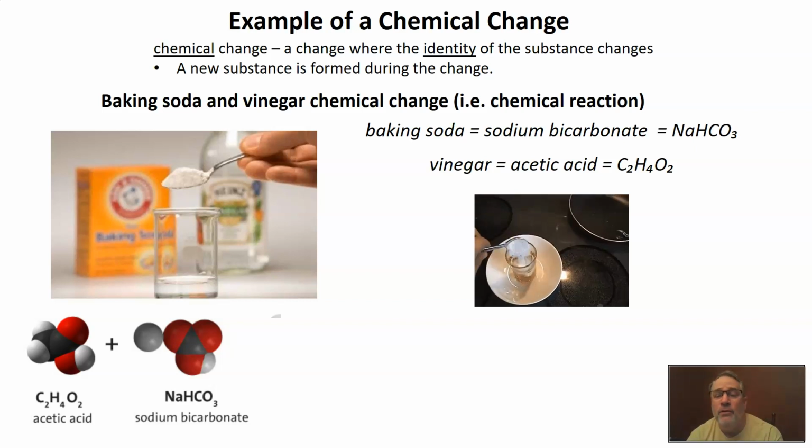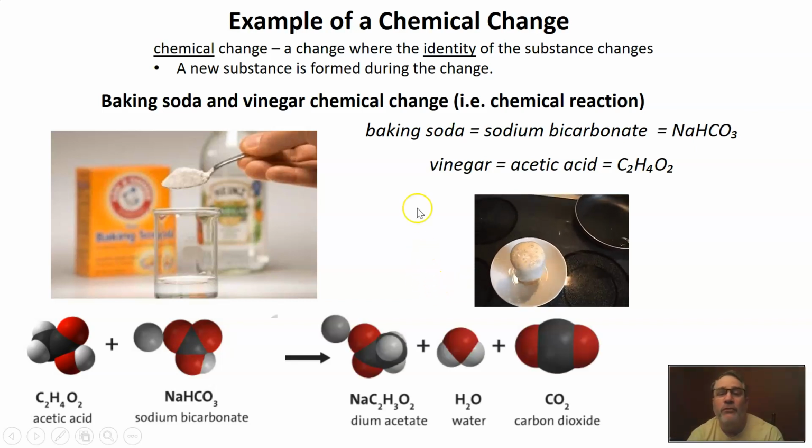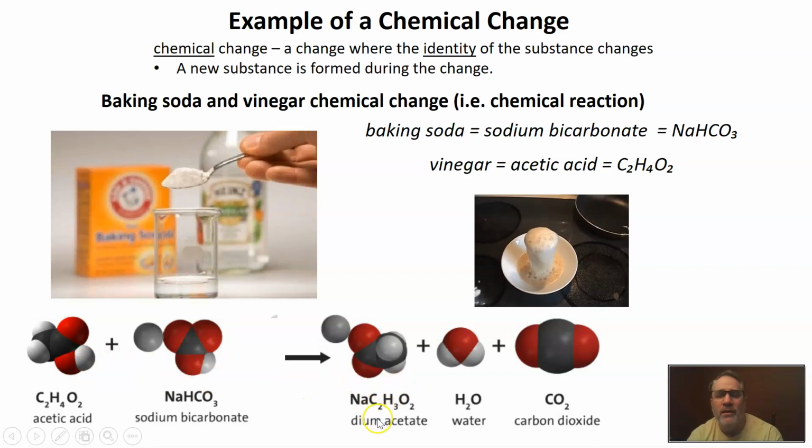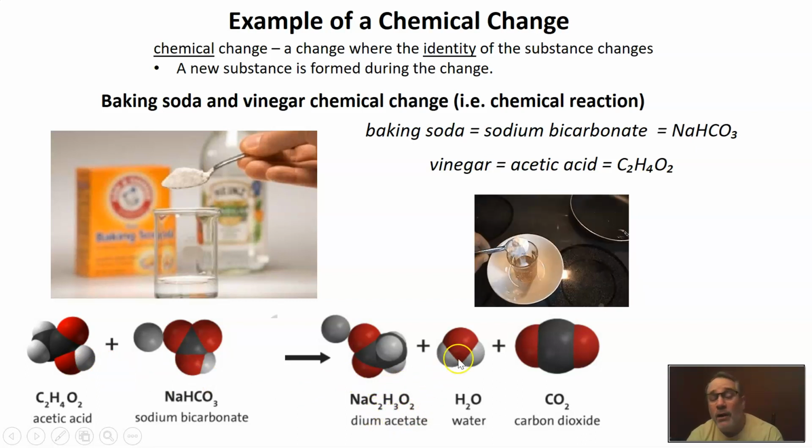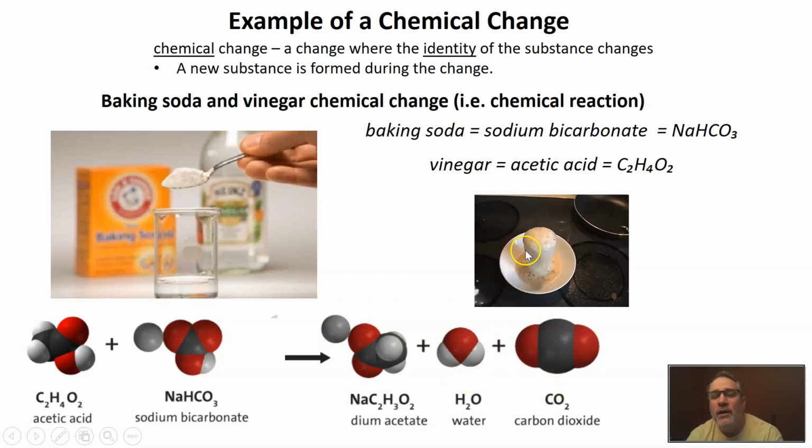This is indeed producing some new materials. Remember, a new substance has to be formed during the change. When we combine the baking soda and vinegar, we end up with something called sodium acetate. We also end up with a new substance, water, that wasn't there before. So in the container, we're going to have water and we're going to produce carbon dioxide gas. The fizzing that we see here is an example of the carbon dioxide gas being created.